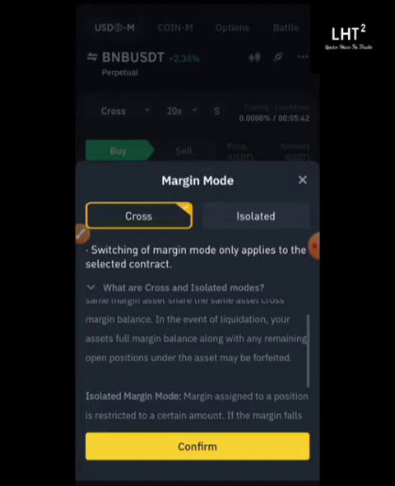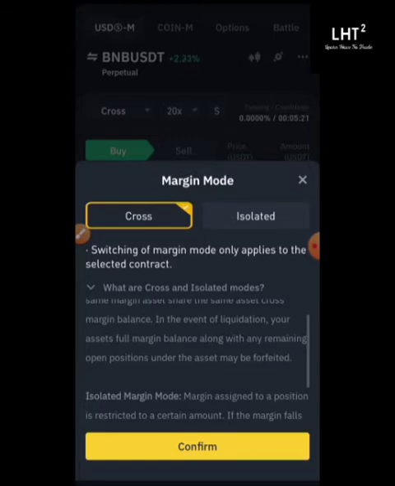The trade can actually take from your wallet. Since you're using cross, it will take from your wallet and then shift your liquidation price down. That's just the main thing: it's going to help you hold your trade so that you don't get liquidated immediately.